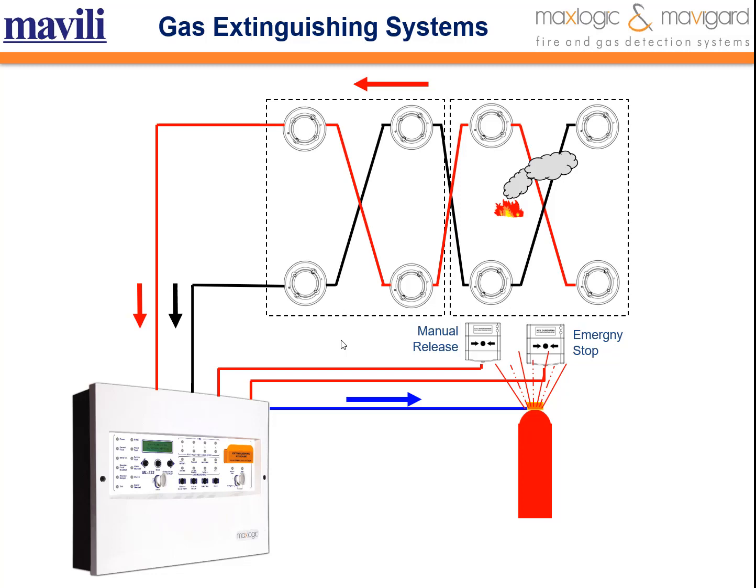So, if you have multiple extinguishing systems in a project, you need to use one panel for each. One panel for each extinguishing system, because it is safer and it is more convenient when it comes to extinguishing systems.